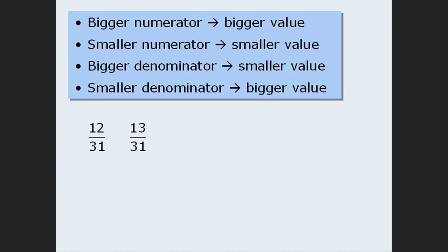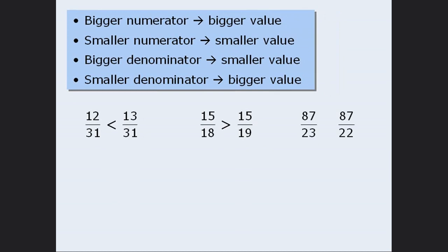These two fractions have identical denominators, but their numerators are different. As such, we can use the properties to determine which fraction has the greater value. Since the fraction on the right has the bigger numerator, it must have the greater value. Now these two fractions have identical numerators, but their denominators are different. So once again, let's use our properties to determine which fraction has the greater value. Well, since the fraction on the left has the smaller denominator, it must have the greater value. Finally, in this example, the fraction on the right has the smaller denominator, so it must have the greater value.